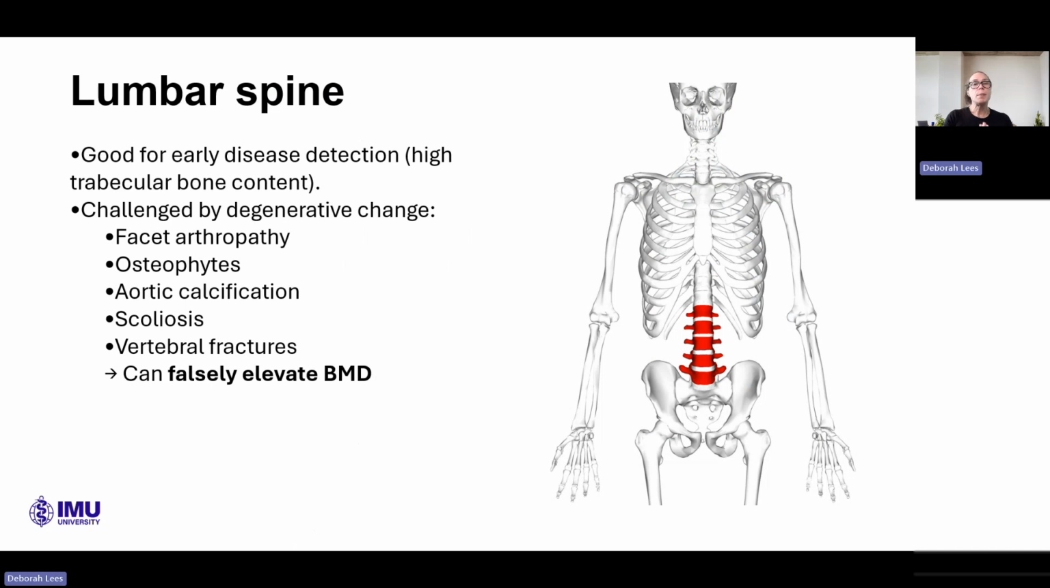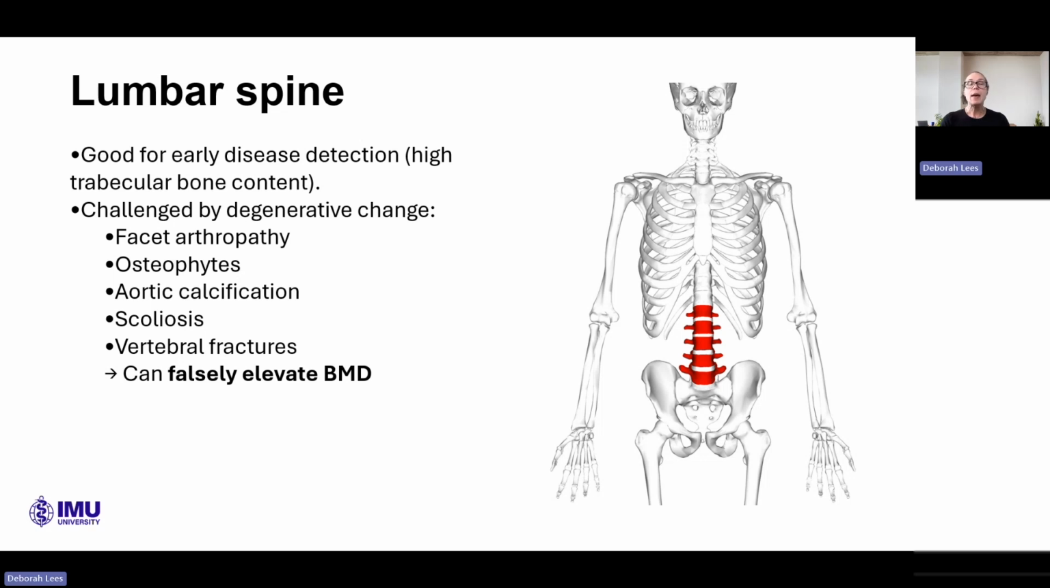So the lumbar spine is particularly good for looking at early disease detection. And this is because you've got a high trabecular bone content. So it's really good for your standard DEXA scan, but also if you have the ability to do the trabecular assessment, the lumbar spine gives you a really, really good assessment for that. However, it is challenged by degenerative change. So a lot of people, particularly when they start getting elderly, have advanced degenerative changes. And again, if they have got osteoporosis, they've generally got some collapse and some bony changes happening.